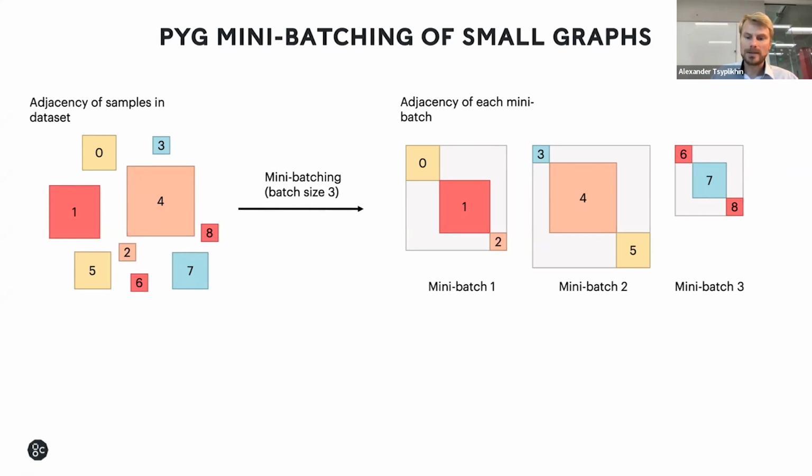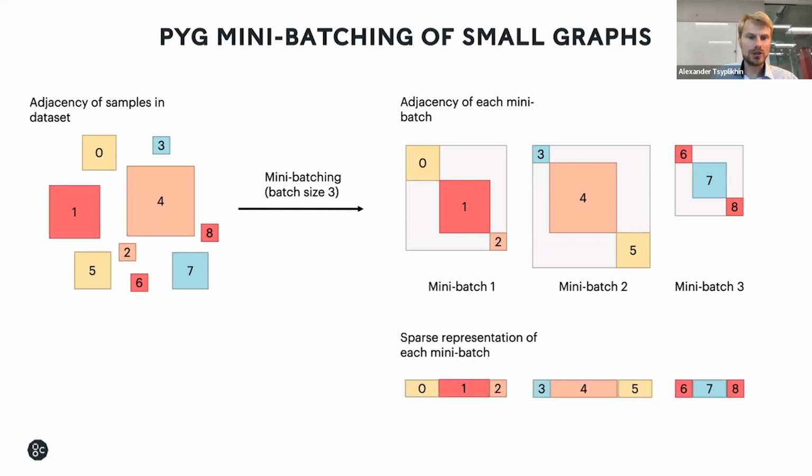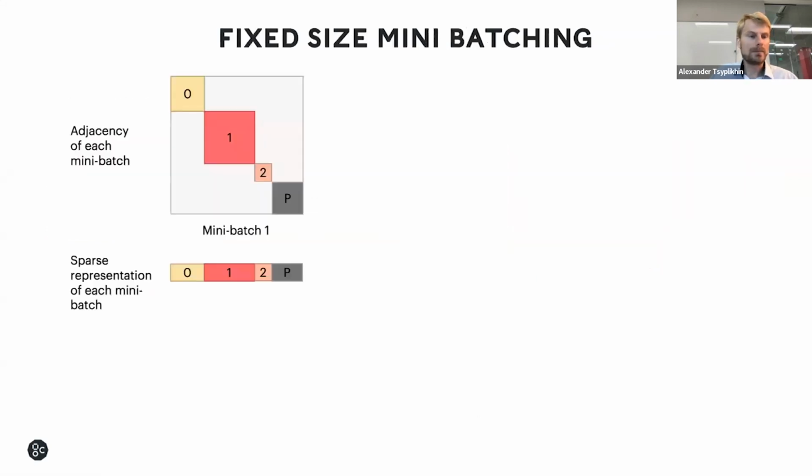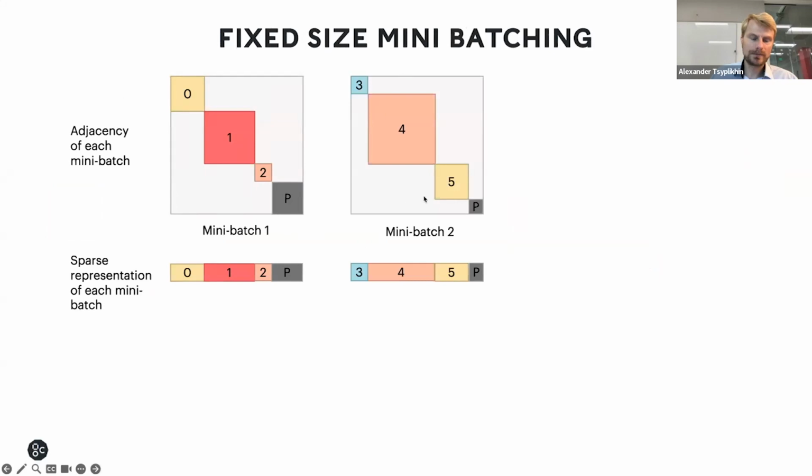And one way to fix that is to use padding. So a way to achieve fixed sizes, and I should mention that PyTorch Geometric does not use the dense representation of those combined adjacency matrices, but uses a sparse representation, but still the point stands. We can add a padding graph to each of those combined mini batch graphs. So it would look something like this, with all the batches having the same shape.